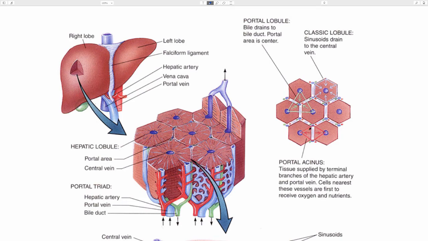There is a concept here that will be important for pathology, and that's the idea of what's called the portal acinus. So the portal acinus is really the tissue supplied by the terminal branches of the hepatic artery and the portal vein. So here we have the hepatic artery. These tissues are going to get the highest amount of oxygen, and as we go towards the central vein, less and less oxygen. So although I said the liver prefers hypoxia, it's possible that areas of low oxygen will be damaged first before areas of high oxygen. So these are the cells that will receive the nutrients first, and then these will receive it last. So this will be important when we look at some pathological conditions.